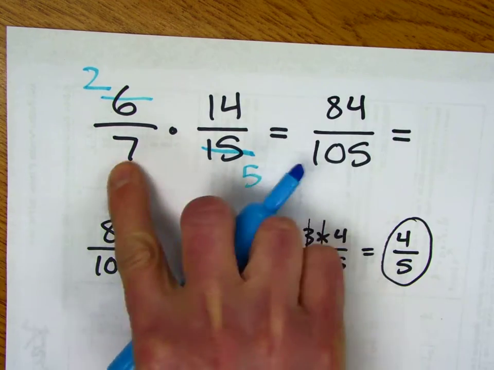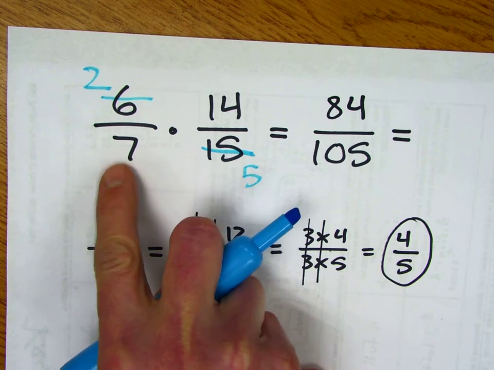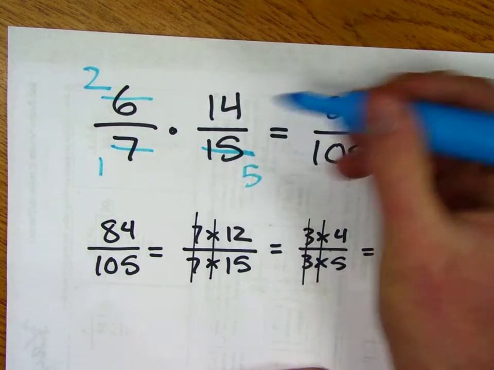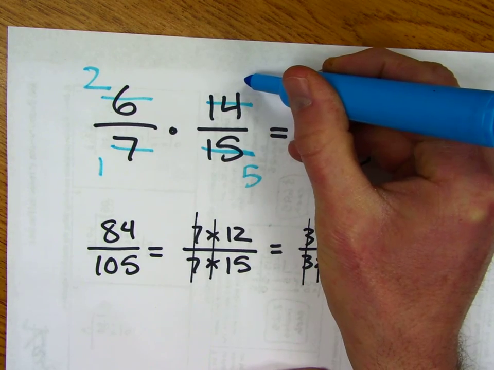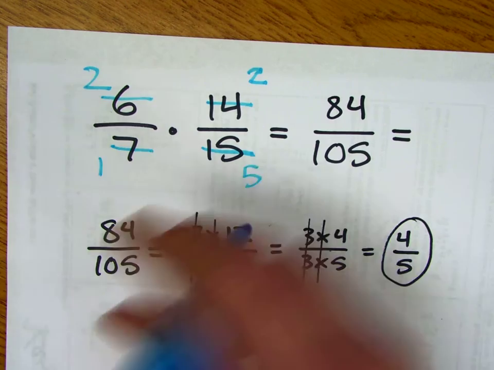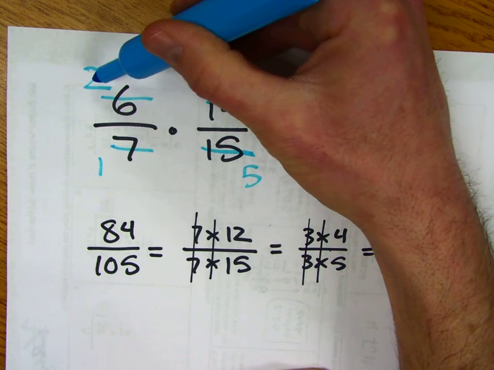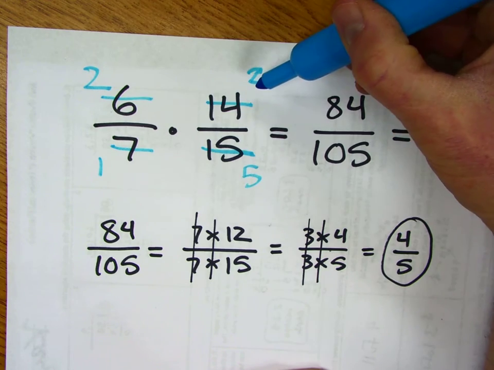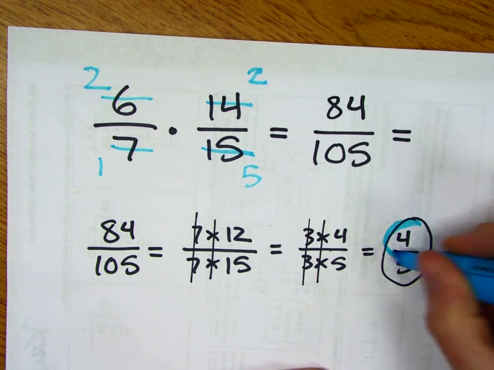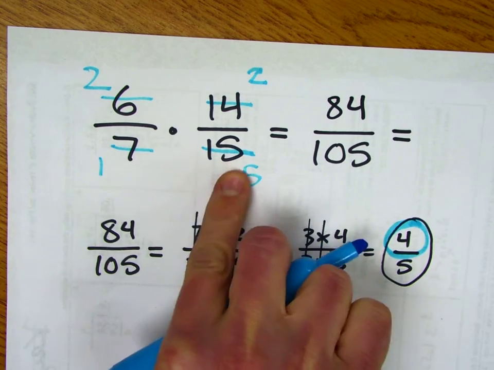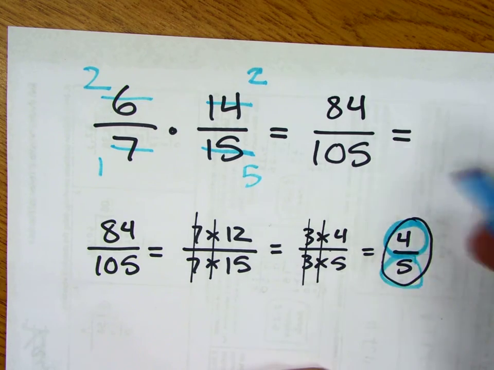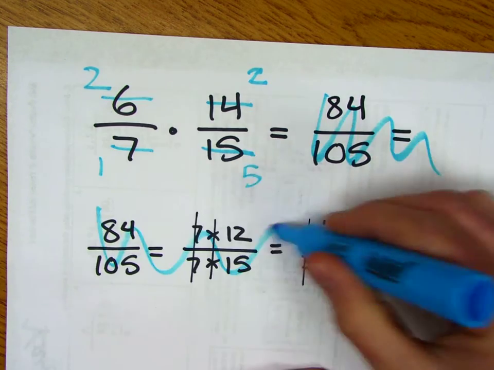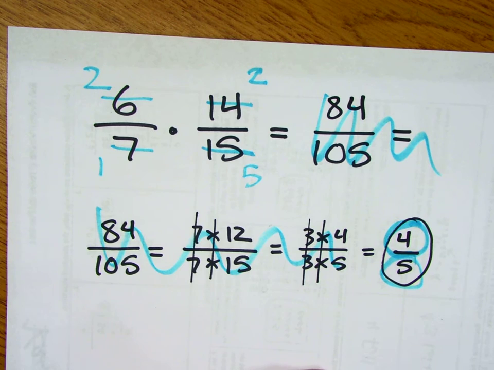And 7 and 14, is there something common to them? Yeah, the 7 is. There's just one 7, but there are 2 7s in the 14. And if I now multiply straight across, 2 times 2 is the 4, and 1 times the 5 is the 5, and I've just eliminated all of this work in the middle by cross-canceling like that. And that's really fast and efficient for students.